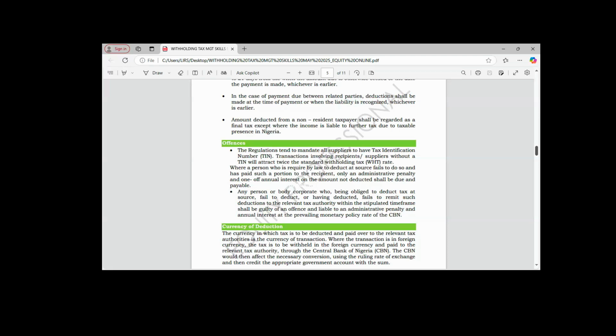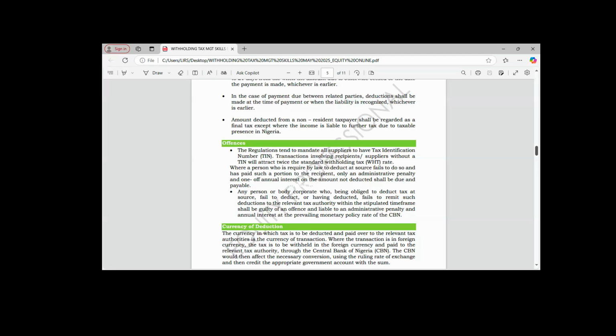So it is because of the belief that the tax authority will still meet up with that particular taxpayer and collect the appropriate withholding tax on that transaction. So that it will not become double payment. That is why that is taken into consideration.